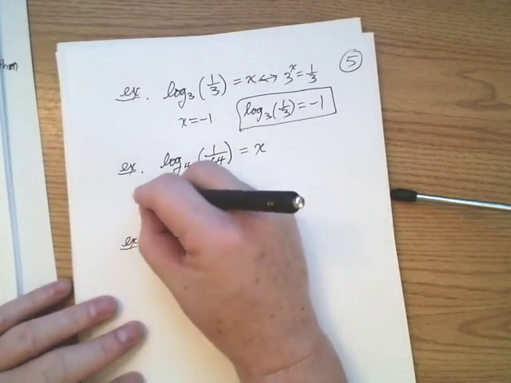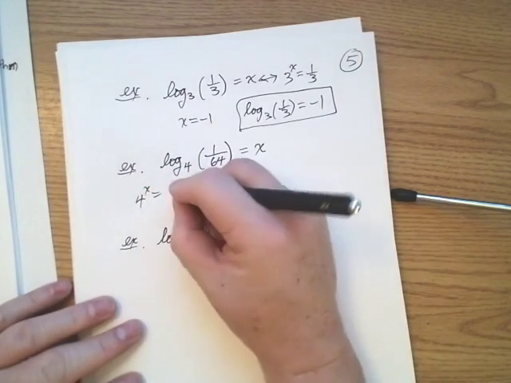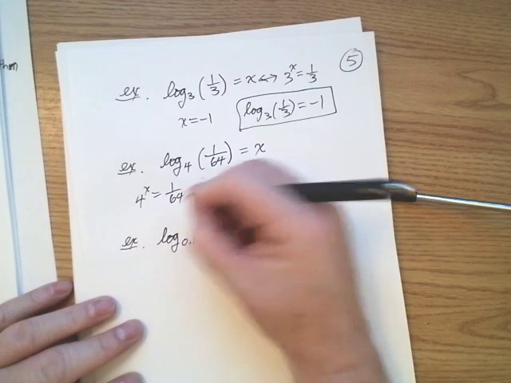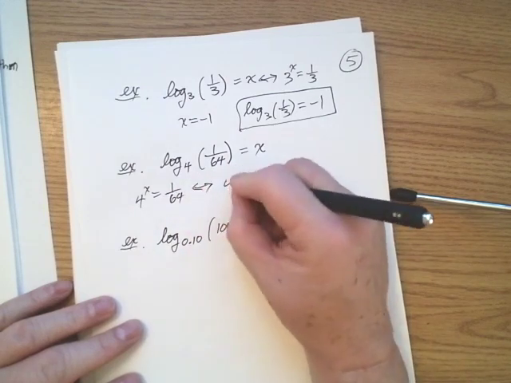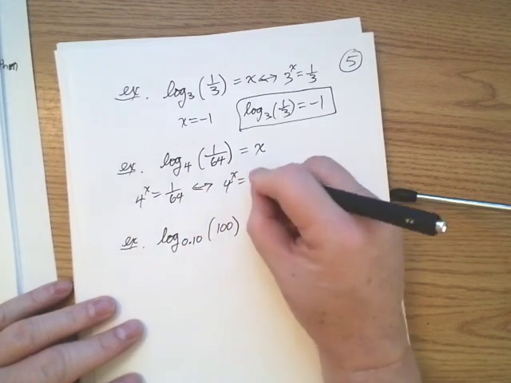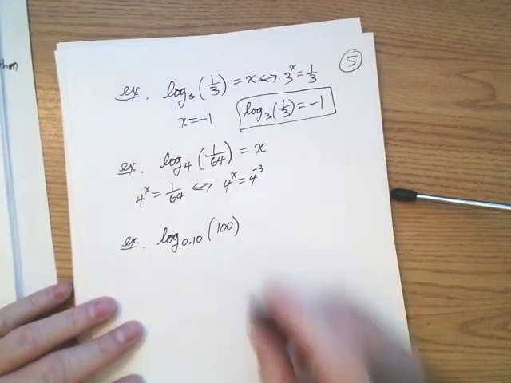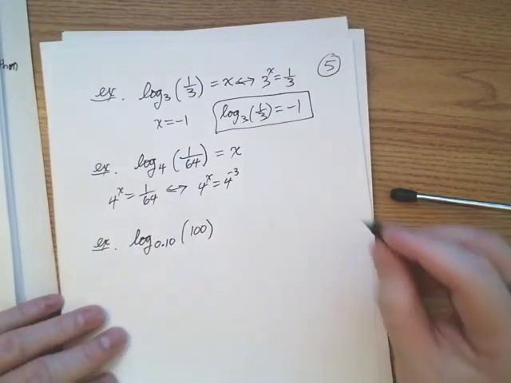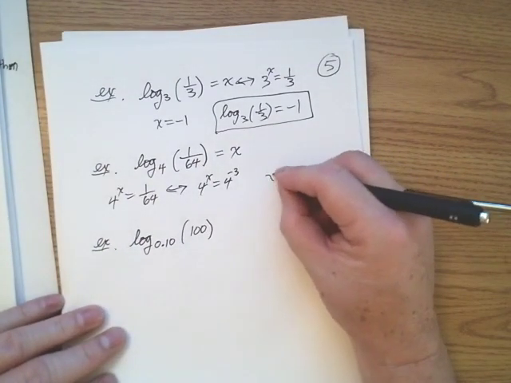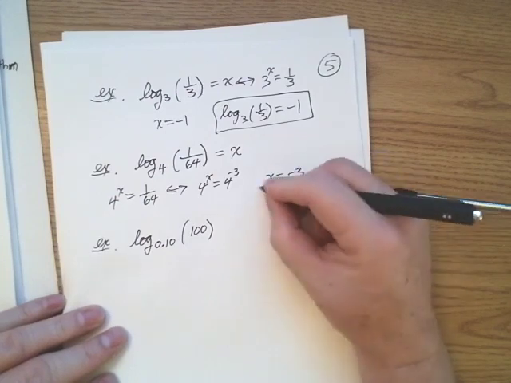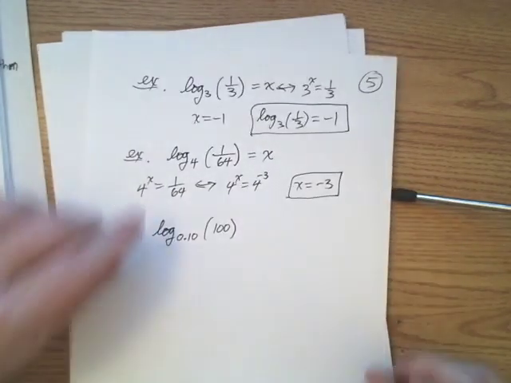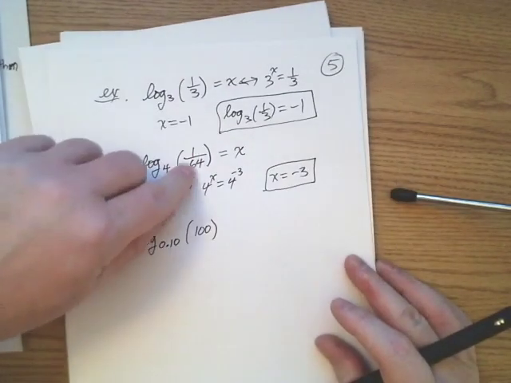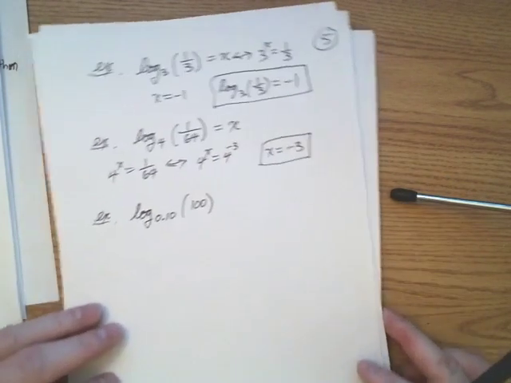Let's go ahead and see it. 4 to the x power is 1/64. This is equivalent to saying 4 to the x power. That's actually 4 to the minus 3. So that means x is minus 3, right? Okay, so the logarithm base 4 of 1/64 is in fact minus 3.